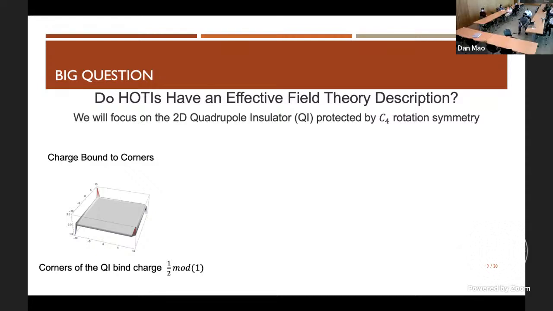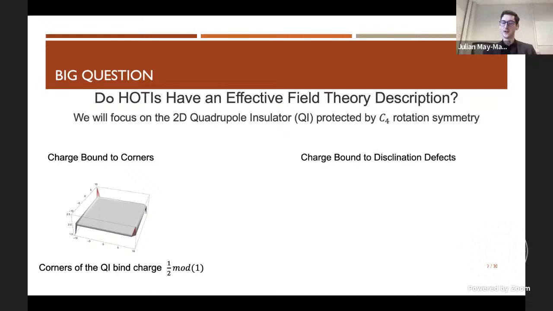In addition to the charge bound to corners, another interesting feature of the quadrupole insulator is that charge is also bound to disclination defects of the underlying C4 lattice. For those who don't know, a disclination defect is basically what happens when you take a square lattice like this and replace one of these squares with a triangle, as shown here. I would say the best way to understand this is that we're adding a rotation symmetry flux to our lattice in the following way.